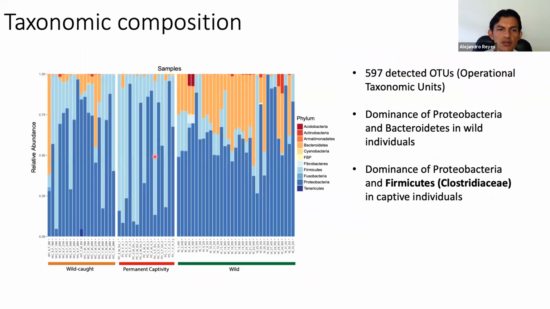When we look at the compositions, we can see a very drastic difference, in particular in the composition of different Proteobacteria and the Bacteroidetes that we have in the wild compared to those in permanent captivity, which have a very large increase in Firmicutes. Also, the wild-caught had a very intermediate phenotype, in which they have a little bit of the composition of the ones in the wild, but they are decreasing their Bacteroidetes and increasing the Firmicutes. So in general we have a dominance of Proteobacteria and Firmicutes, in particular Clostridiaceae, in captive animals.